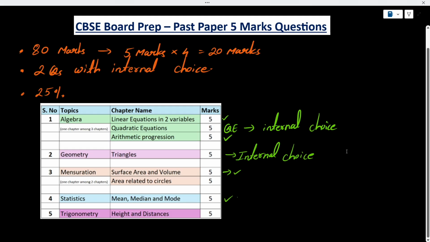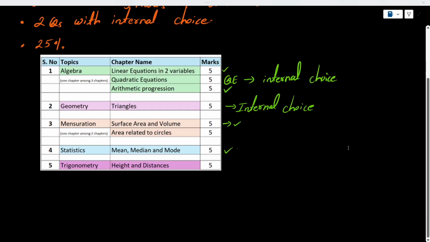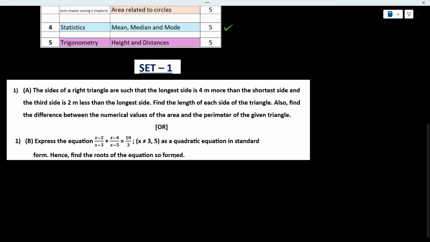So I have taken the first set of questions here, which is based on past paper, so that you know how the questions are there, right? So let us start solving those 5 marker questions. If we start with the first set, let us go for the first question, which is 1A.